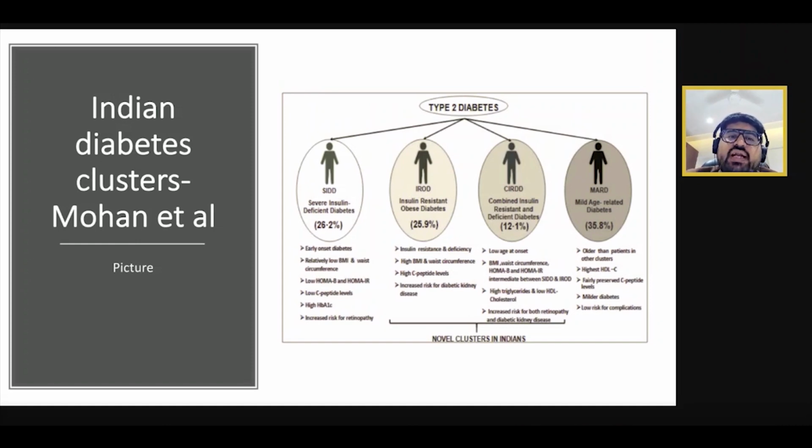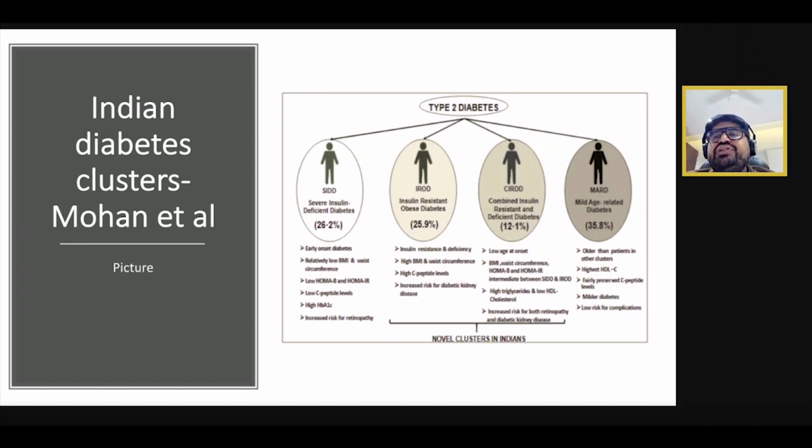So Dr. V. Mohan et al. actually came up with these clusters. Mainly he removed type 1 and just made sub-classifications of type 2 diabetes, which are very similar to the Scandinavian classification. So he said you have severe insulin deficient diabetes, right? These are basically insulin deficiency, where beta cell dysfunction is a major problem. And some of these patients can have some amount of pancreatic involvement as well. Then you have the insulin resistance obese diabetes, which is very similar to cluster 4 of the Scandinavian countries.